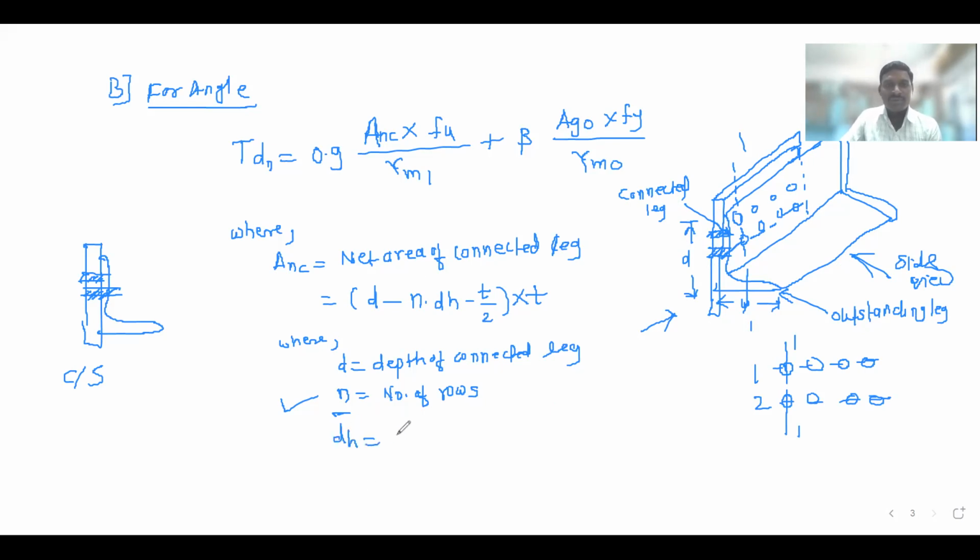Similarly, dh is the diameter of the bolt hole. Now here, why is t by 2 deducted? What does t by 2 mean? Average thickness. Why was it deducted here?